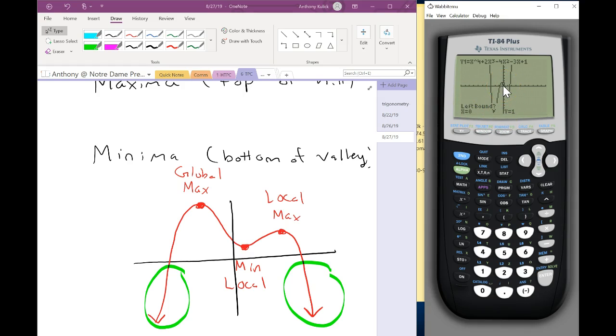See the cursor that's flashing on the screen? I need to move my cursor somewhere left of that minimum and then press enter. I'm just going to use the left arrow to move that cursor somewhere left of that minimum. That looks good to me. I'll press enter. Almost anywhere to the left is going to be fine. Now the question has changed to a right bound.